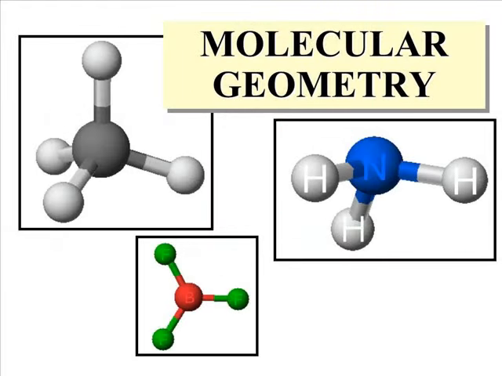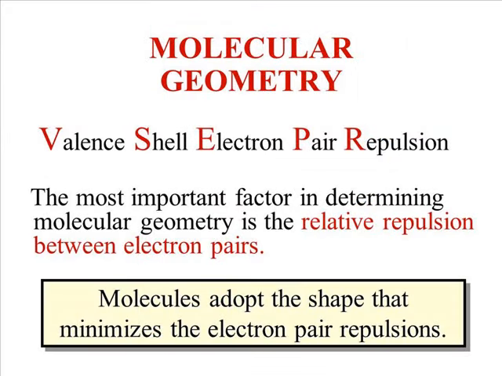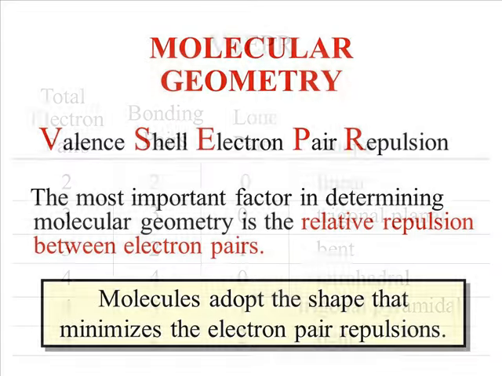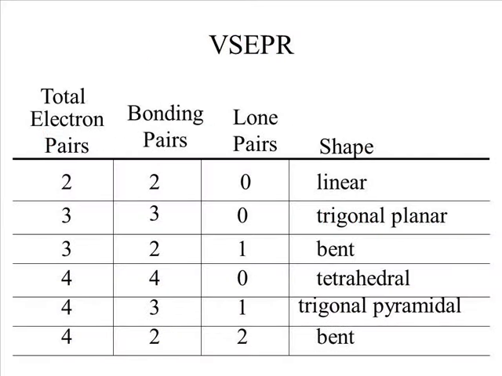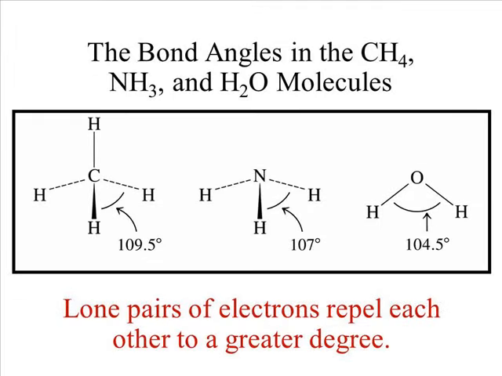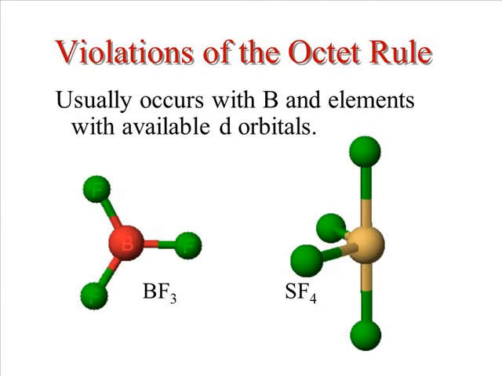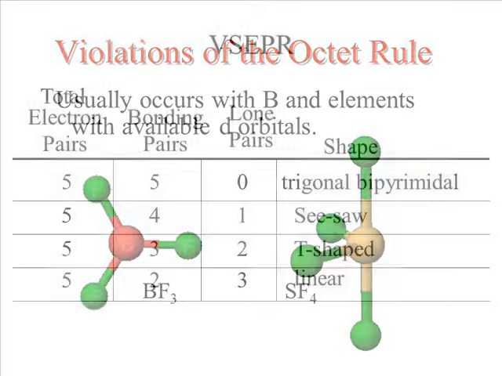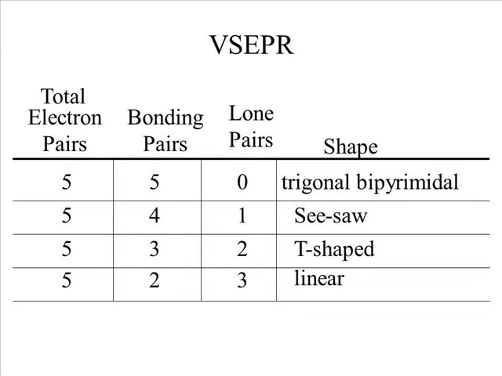Molecular geometry. VSEPR is telling you molecules adopt the shape that minimizes electron pair repulsion, so atoms are attracted to the central atom, repelled from each other to varying degrees. That gives them their molecular geometry. You've got to know your shapes. You've got to know your polarities. You've got to know bond angle effect of lone pairs. You've got to be able to break the octet rule and understand the geometries that are going to come from that.